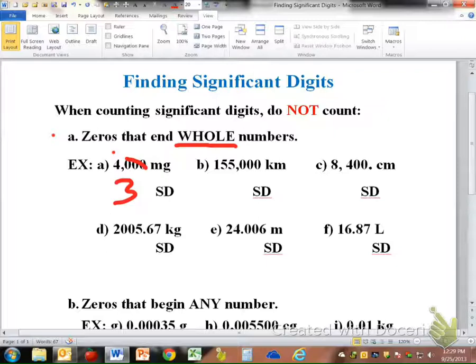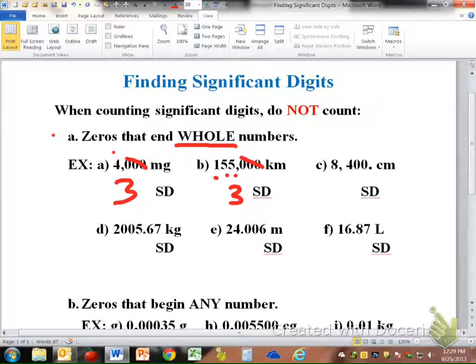Let's look at B. 155,000 kilometers. That is a whole number. Therefore, the zeros at the end do not count. This leaves us with the 1, the 5, and the 5, giving that measurement 3 significant digits.